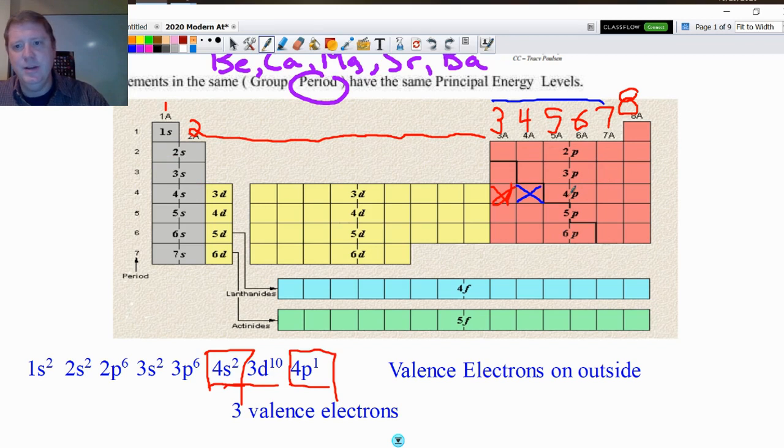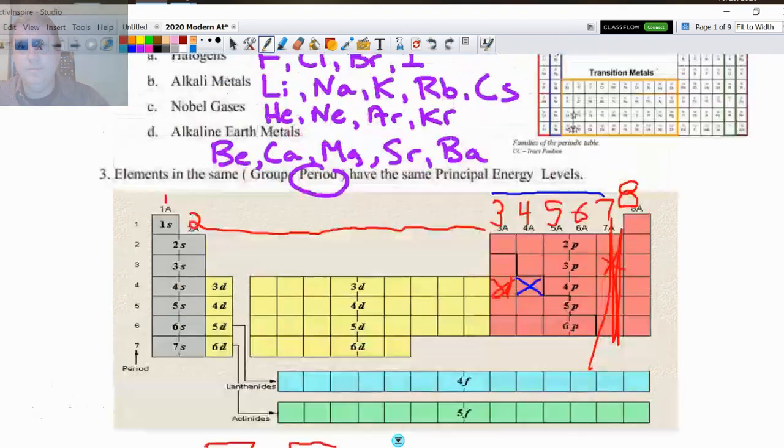It is 7. And so the element that's here is going to have 7 because it's got 2 on the outside and then 5 more on the outside. So valence electrons are all about who's on the outside. Everyone in this group, called the halogens, would have 7.